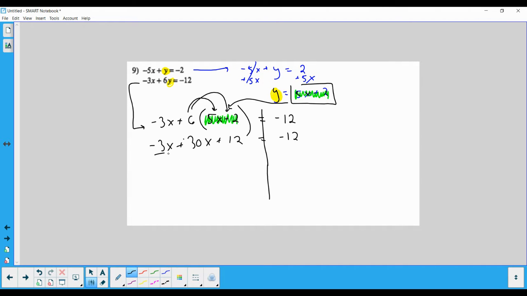Then I have to combine my like terms. So those add to make 27x. Then I have to get rid of the plus 12 by subtracting 12 from both sides.